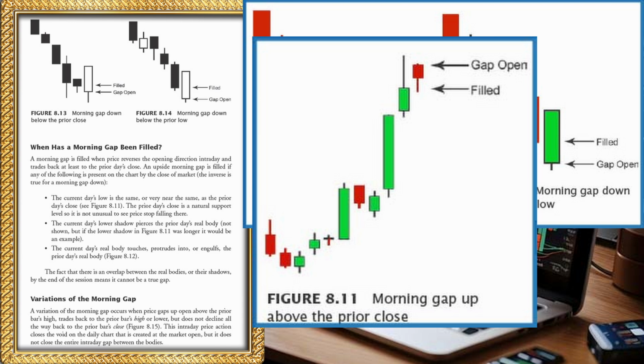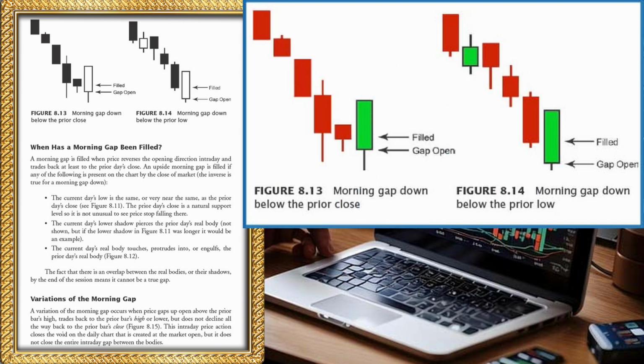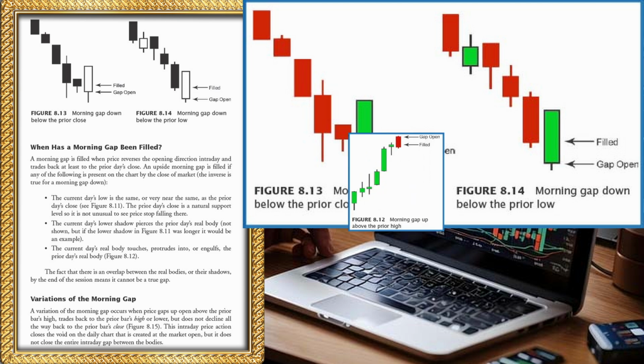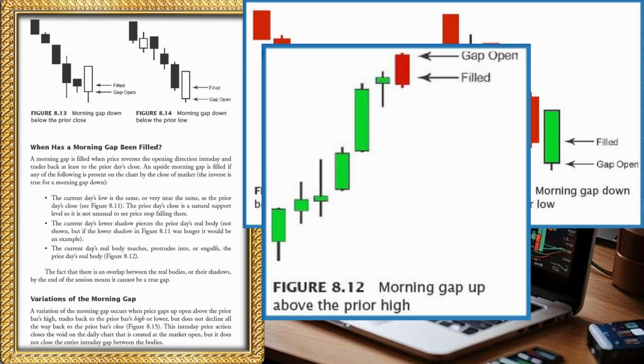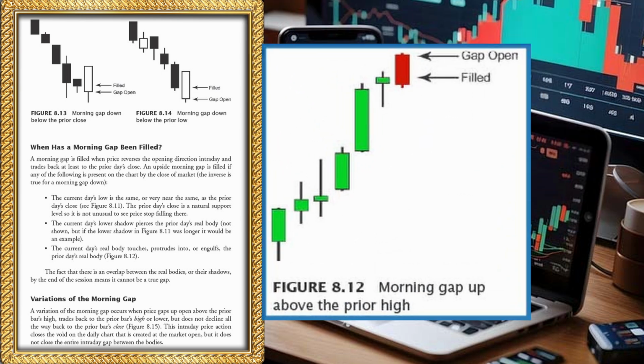The current day's lower shadow pierces the prior day's real body. Not shown, but if the lower shadow in Figure 8.11 was longer, it would be an example. The current day's real body touches, protrudes into, or engulfs the prior day's real body. Figure 8.12. The fact that there is an overlap between the real bodies, or their shadows, by the end of the session means it cannot be a true gap.